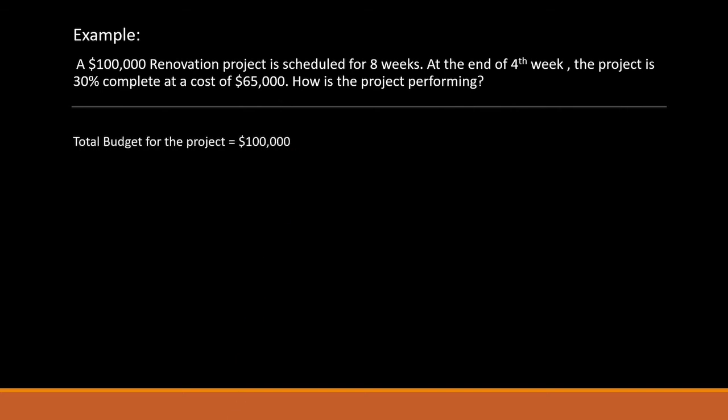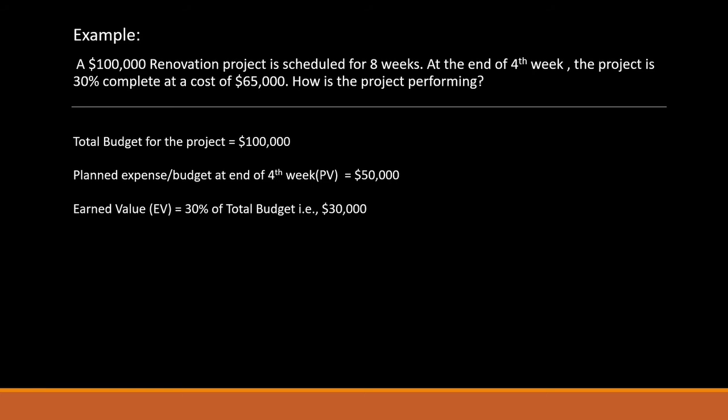First of all, we know the total budget, that is $100,000. We know the planned expense at the end of the 4th week is 50% of the total budget because we are 50% into the project. So that comes out to be $50,000. The earned value is 30% of the total project, that is 30% of $100,000, which comes out to be $30,000. The actual cost given in the question itself is $65,000.